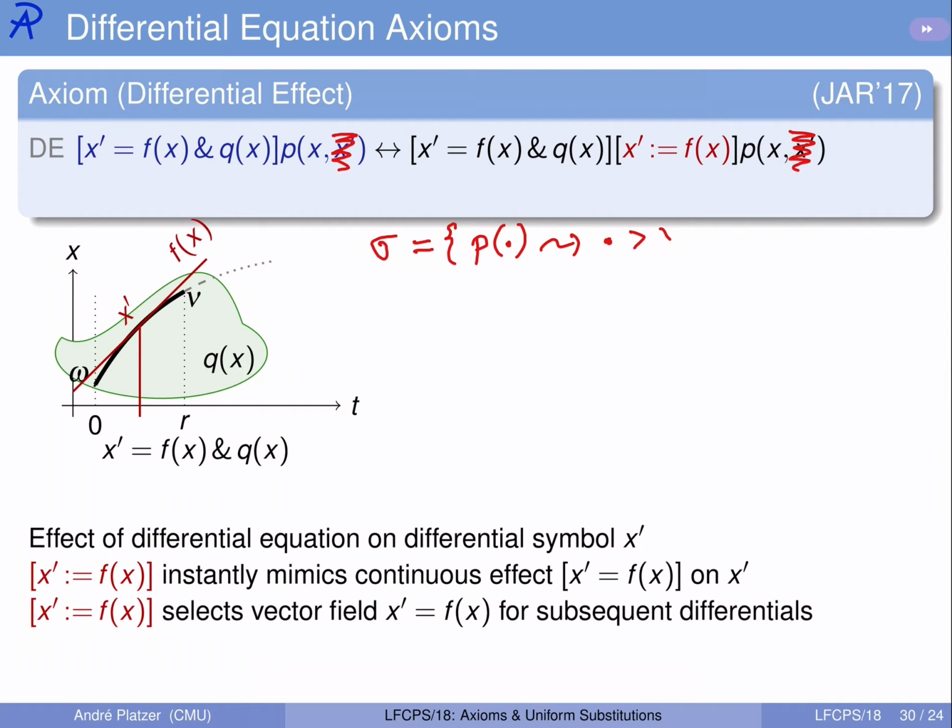In other words, for this axiom to be useful at all, it is of course extremely important that we give the predicate symbol explicit license to depend both on x as well as on x prime.